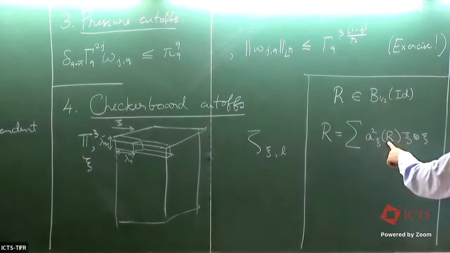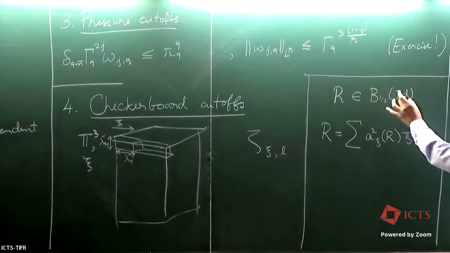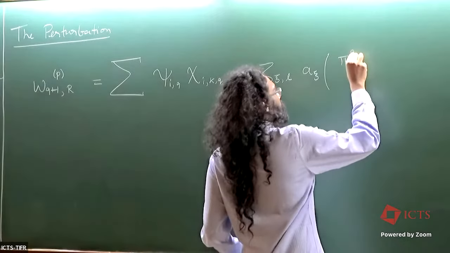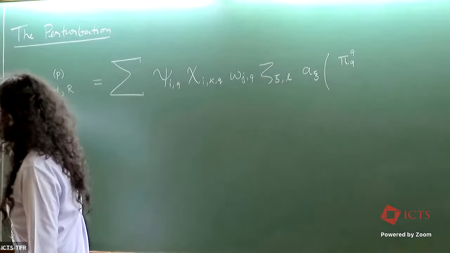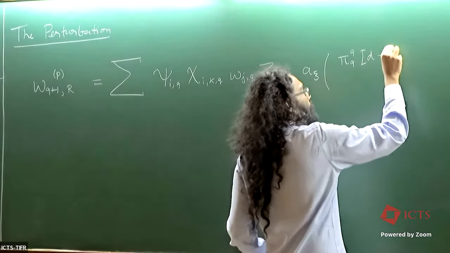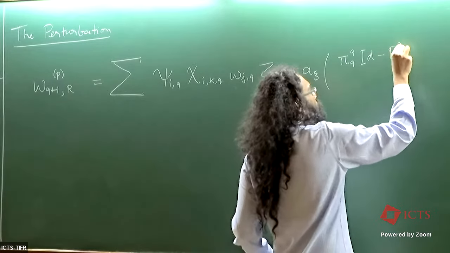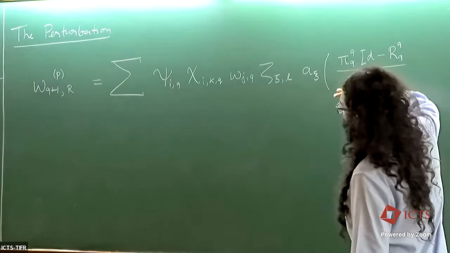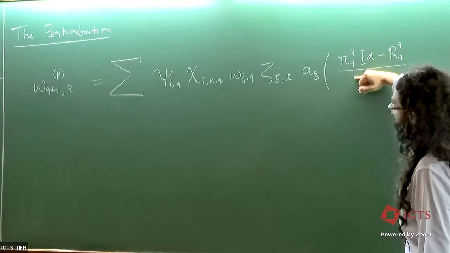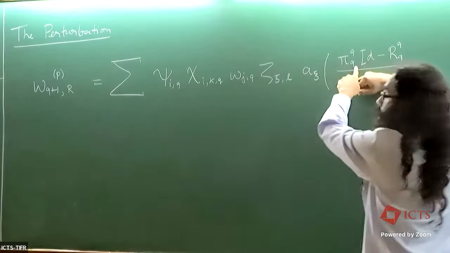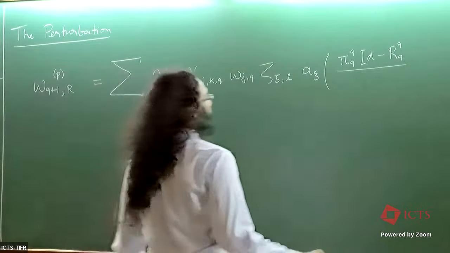But here this R needs to be something that's in a ball around the identity. And also this basically means it's positive definite. So we need something positive definite, which is why the pi comes in. And this by itself can be quite large, so we need to normalize it by the size. And the size we know exactly because we have this pressure cutoff. So we know exactly what the size of this guy is going to be. So we normalize it by the size associated to this, and that is basically that guy there.